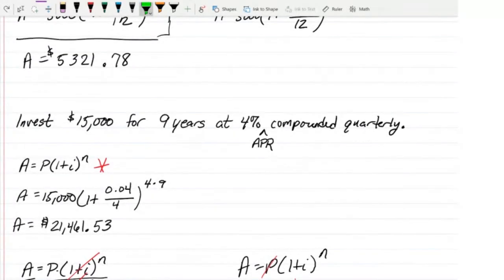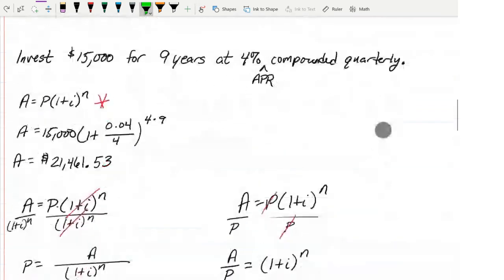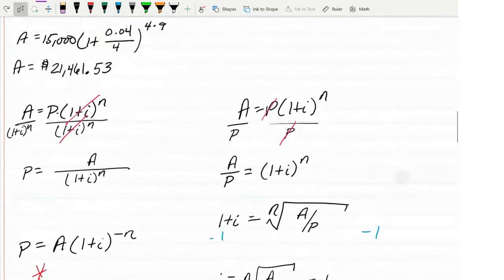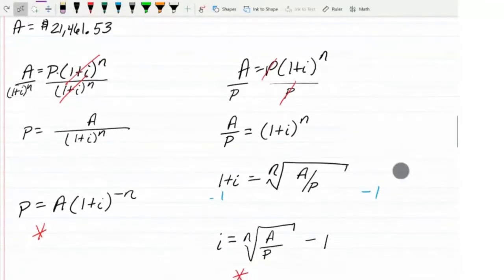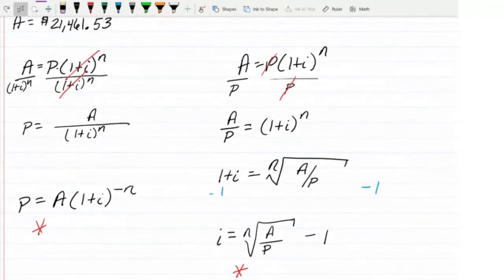If we were always calculating the future value, the A, that would be the end of this lecture. But we're not always calculating the A. Sometimes we'll need to calculate the P. Sometimes we need to calculate the I. Sometimes we need to calculate the N. And what I did down here is basically go through a little bit of algebra to find all of those things.